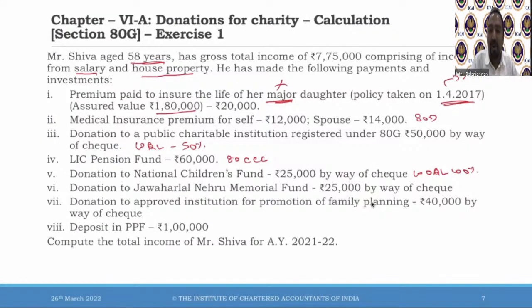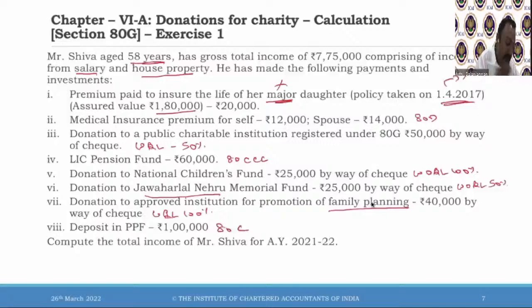Donation to Jawaharlal Nehru. What is the word we are reading? Jawaharlal Nehru. What does it come under? It comes into the family that we are talking about. So automatically it comes as without qualifying limit 50%. Donation to approved institution for promotion of family planning. What is it? It comes under with qualifying limit 100%. And deposit in PPF also comes under 80C. Clear? So that's all we are doing. Now can we work out the problem?